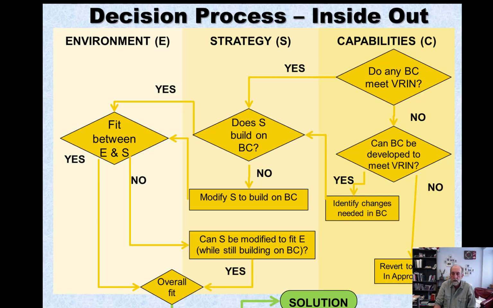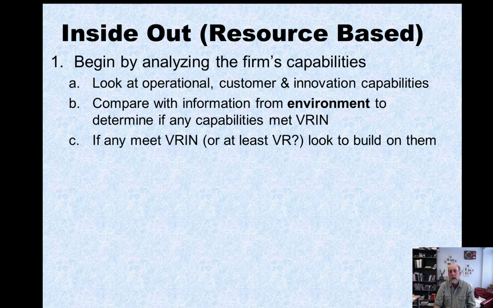So, again, well, let me make sure. Okay. Let me do this one again in words because the diagram, it's interesting. I think it's right, but it's pretty messy. In the inside out, you begin by analyzing the firm's capabilities, operational, customer, and innovation. You compare those with information from the environment to help determine if any of the capabilities meet VRIN.